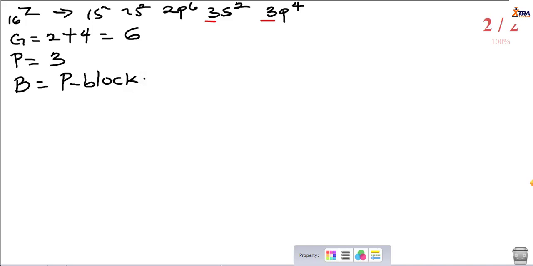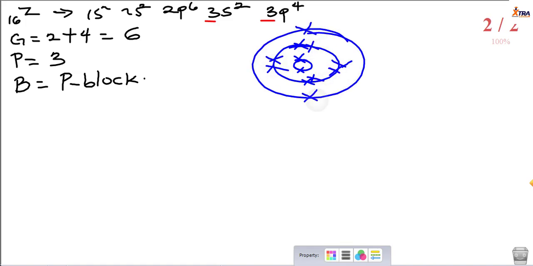So if we take the structure of that, we'll have 16 electrons: 1, 2, 3, 4, 5, 6, 7, 8, 9, 10, 11, 12, 13, 14, 15, and 16. So you can see there are just 3 shells, which tells us it belongs to period 3. On the outermost shell, the number of outermost electrons, there are 6 of them: 1, 2, 3, 4, 5, and 6. And the number of outermost electrons tells you the group an element belongs to. And what about the block? It is a P block element because the last electron falls on P.